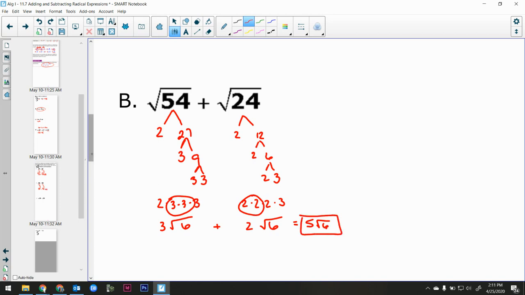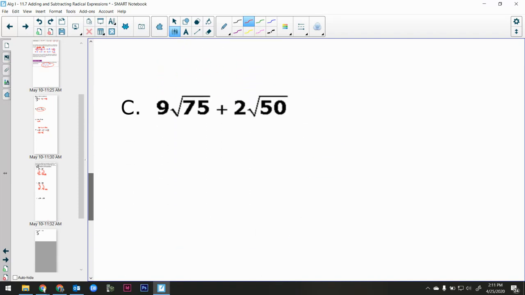Okay. Let's keep it going. Now, don't forget when there's a number out front, you have to continue to multiply that in front. So break down the 75.